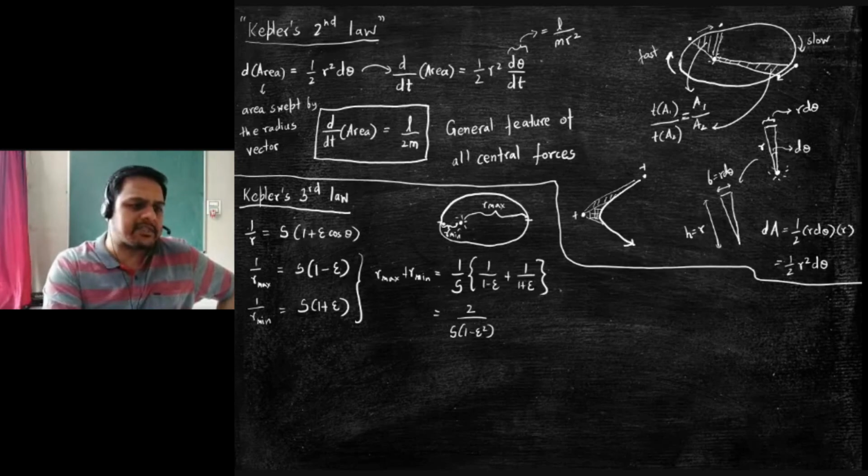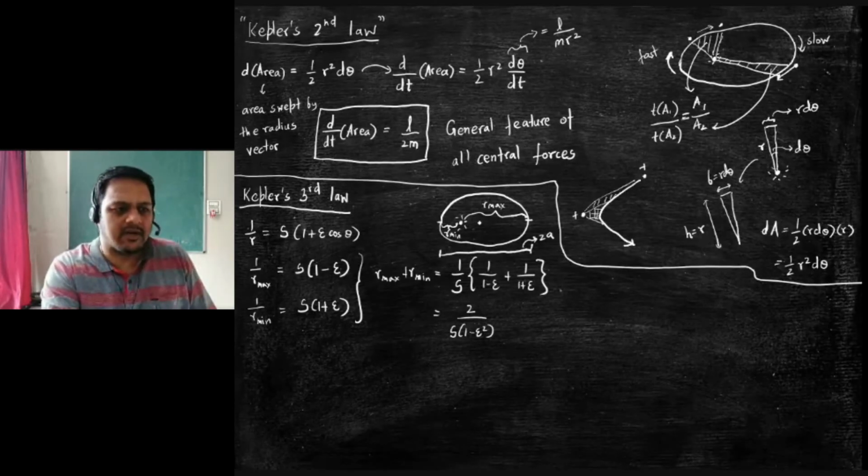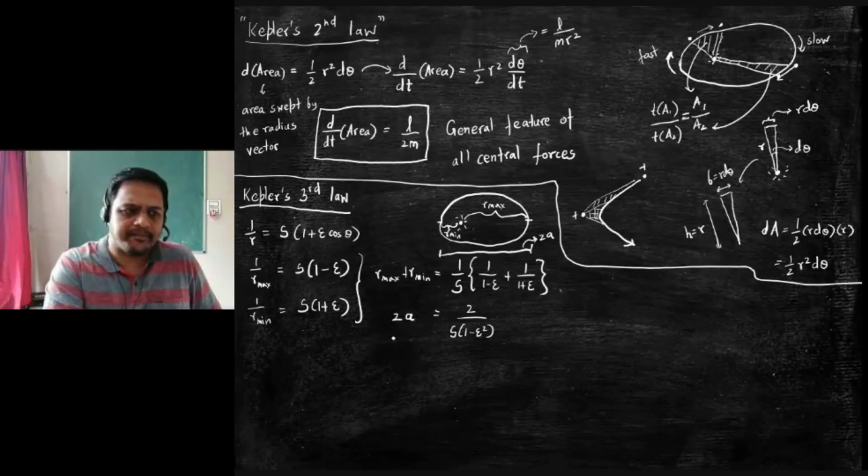And what is r max plus r min? It is nothing but twice the major axis of the ellipse. The major axis radius is normally called a. So this will be equal to 2a. Yes, बोलिए.